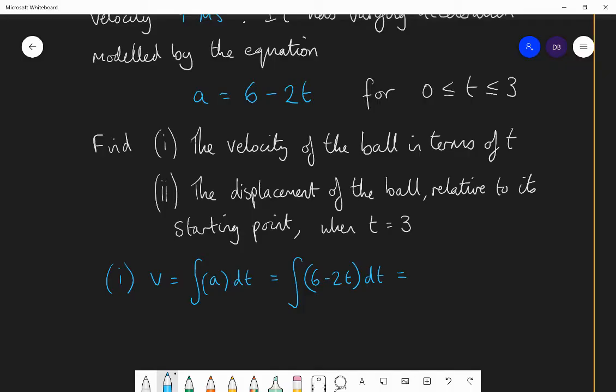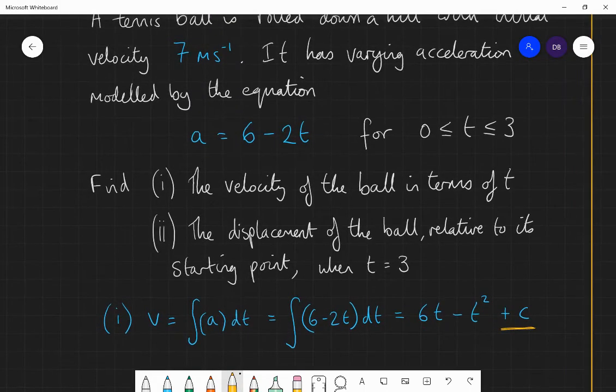So if I integrate 6, I get 6t. If I integrate minus 2t to the power of 1, I get minus 2t to the power of 2 divided by 2, and therefore I get minus 1t squared, or just minus t squared. I also have plus c, and that's very important. Do not forget the constant of integration.